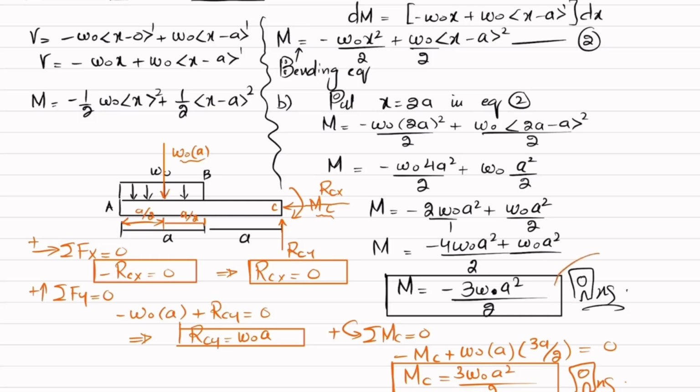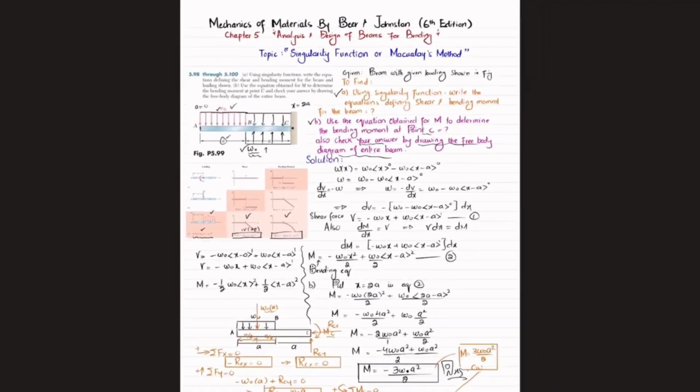Why? Because negative means if you remove this, the moment will be equal to 3W naught A square over 2, and that means this is clockwise direction. So you can see from this and this we are getting the same answer and same direction. So this is all about this problem 5-99.